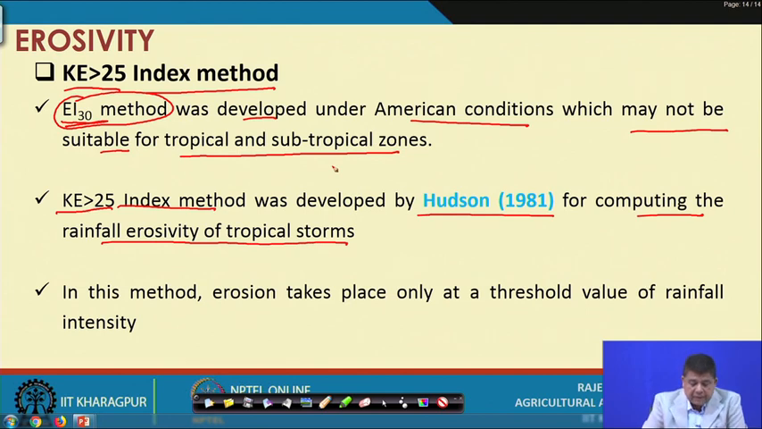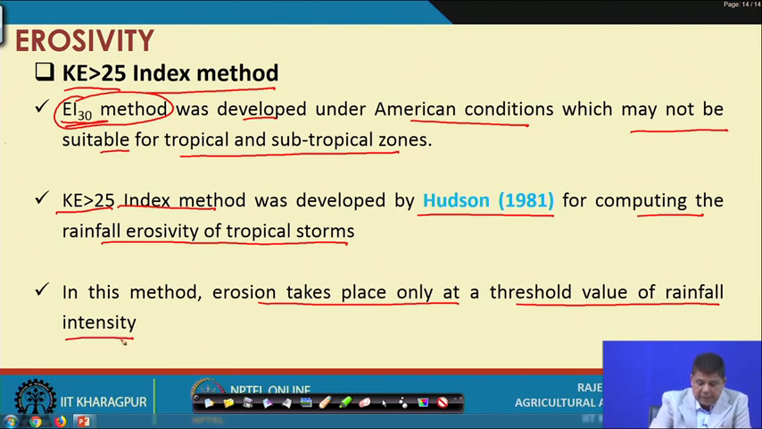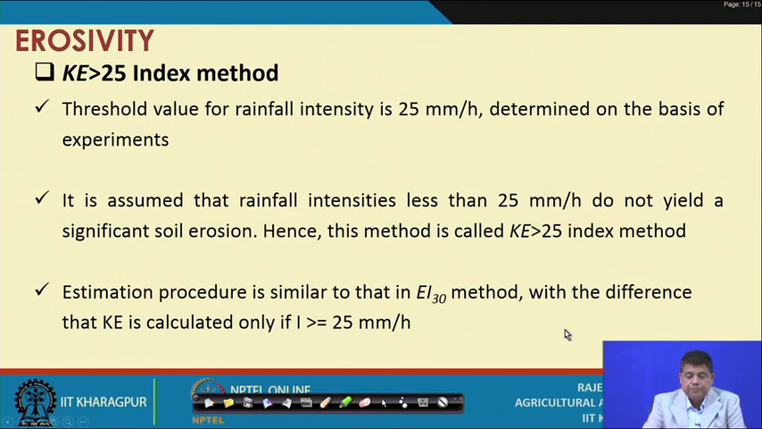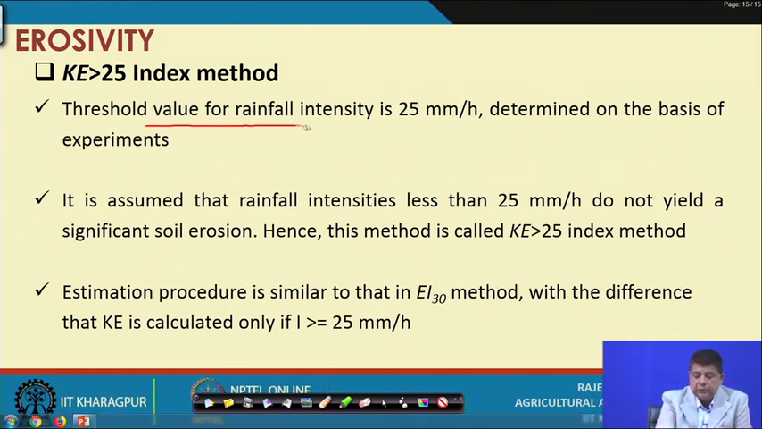And in this method, erosion takes place only at a threshold value of rainfall intensity, and the logic is as follows: the threshold value of rainfall intensity which is used is 25 millimeters per hour, which is determined based on experiments.